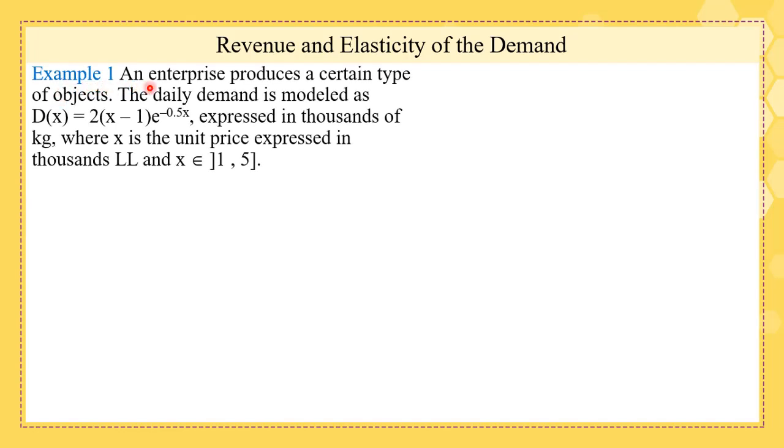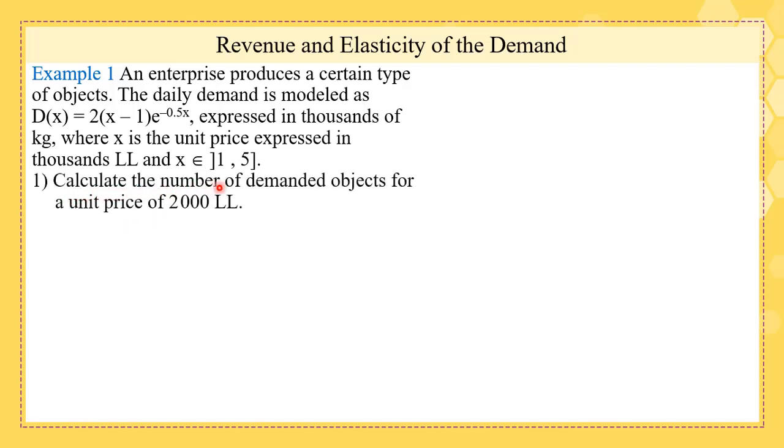Now, example 1. An enterprise produces a certain type of objects. The daily demand is modeled as D of x equals 2 times (x minus 1) times e to the power minus 0.5x, expressed in thousands of kilograms, where x is the unit price expressed in thousands of Lebanese Lira, and x belongs to the interval [1, 5].